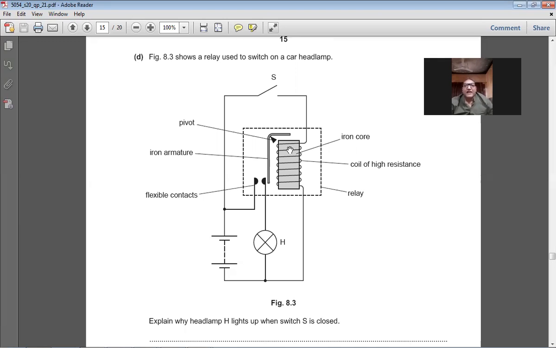When this becomes an electromagnet, it will attract this horizontal portion of the iron armature. So this horizontal portion of the iron armature will go downward. Here it is pivoted, so this vertical portion of the iron armature will move towards the left. When it moves towards the left, it will push this flexible contact towards the left. So both these flexible contacts will touch each other. When they touch each other, the path of the current for this lamp H will be completed and this lamp will light up.